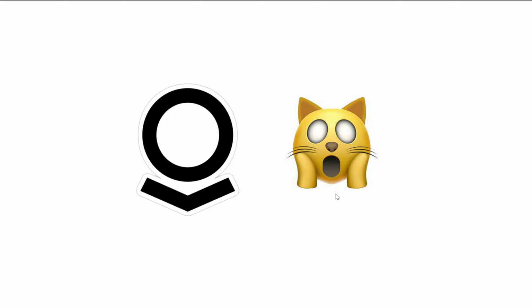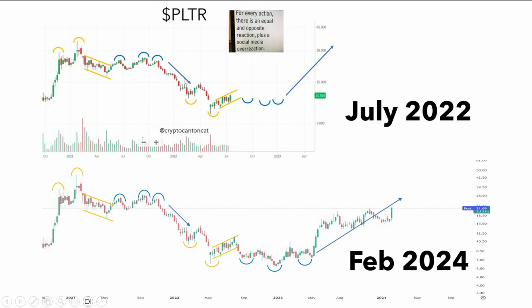Meow everybody, it's Cantonese Cat here, and I just want to spend maybe 15-20 minutes talking about Palantir, how I came up with this crazy fractal right here.